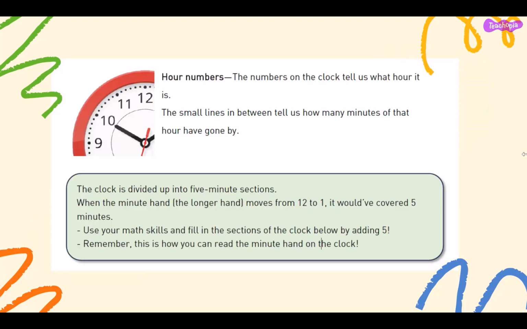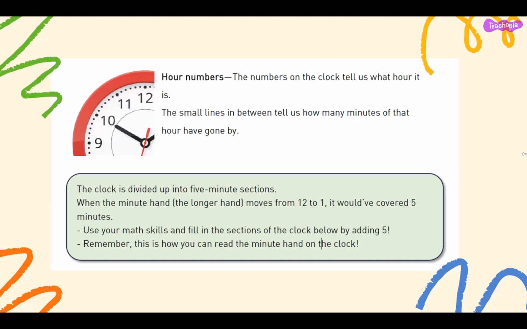Then also introduce the hour numbers to the children, speaking to them about how the numbers that are displayed on the clock are the hour numbers. It shows you at what time, which hour it is in the day. The small lines in between the numbers are minutes. So they will show you how many minutes of the hour have gone by.